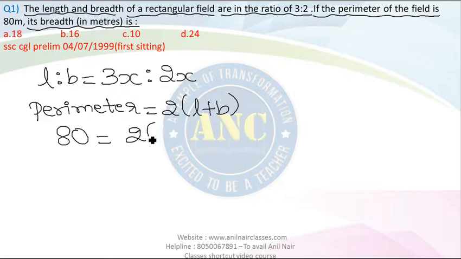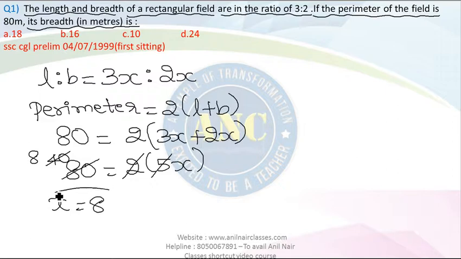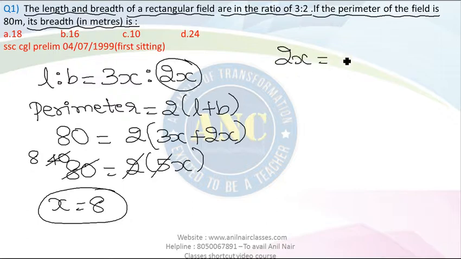So 80 is equal to 2 times (3x plus 2x). So 80 is equal to 2 times 5x. 2 into 1, 2 into 40. 5 into 1, 5 into 8. So the x value is 8. Back substitute this value of x in your breadth. Breadth is nothing but 2x, so 2x is equal to 2 into 8. The answer for this easy question is 16 meters, which is nothing but option B.